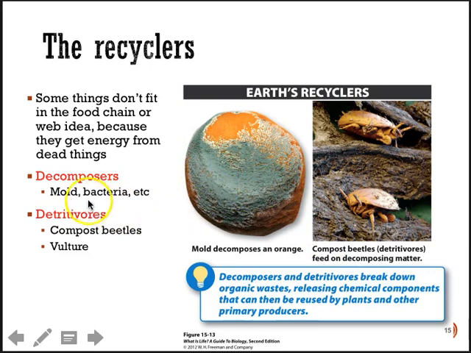There's another group of organisms that are animals that are called detritivores, and a detritivore is any animal that eats dead things. So this compost beetle here is eating this decomposing compost, which is really good.